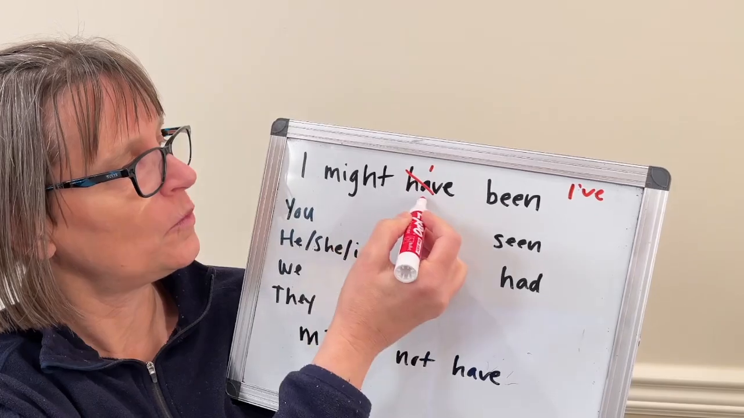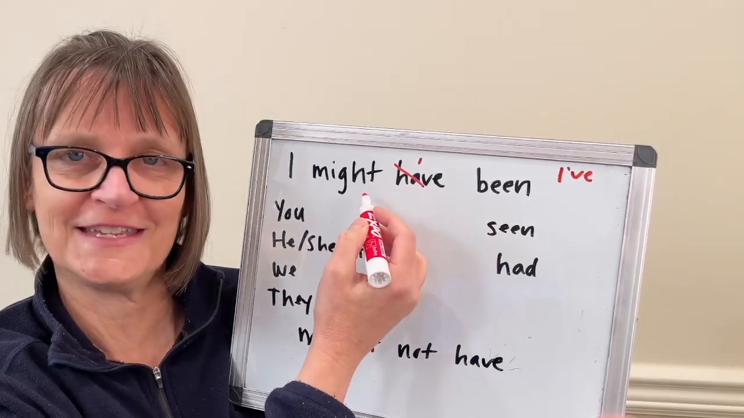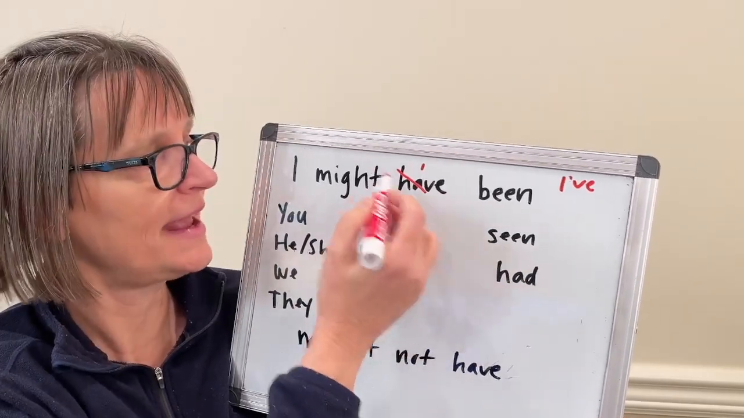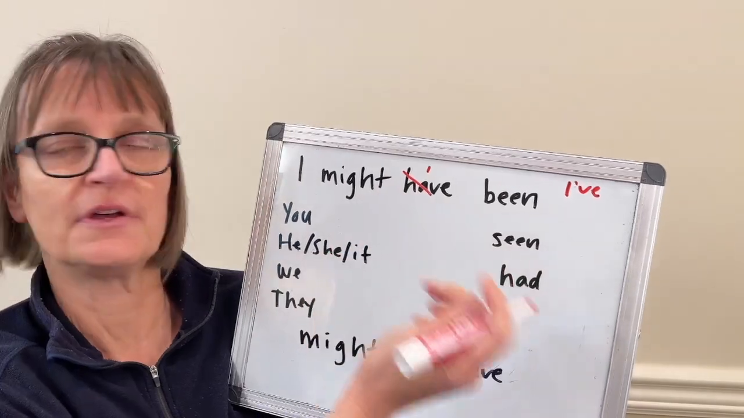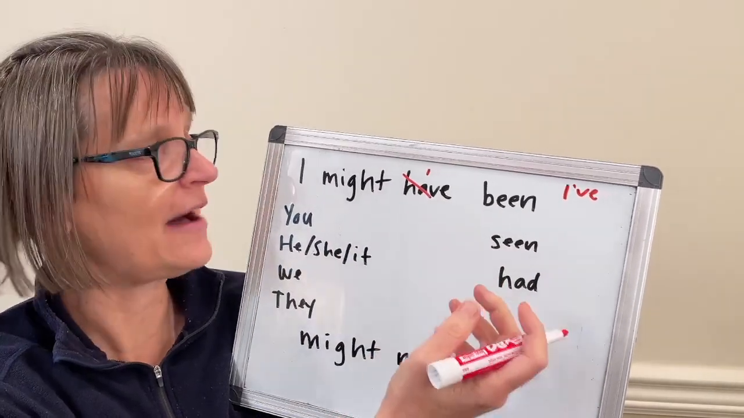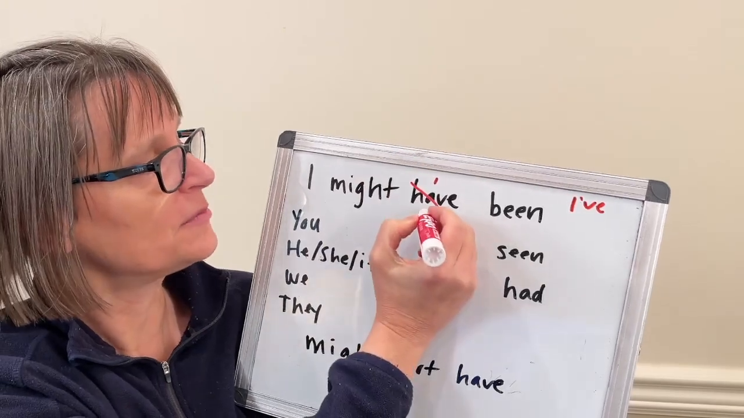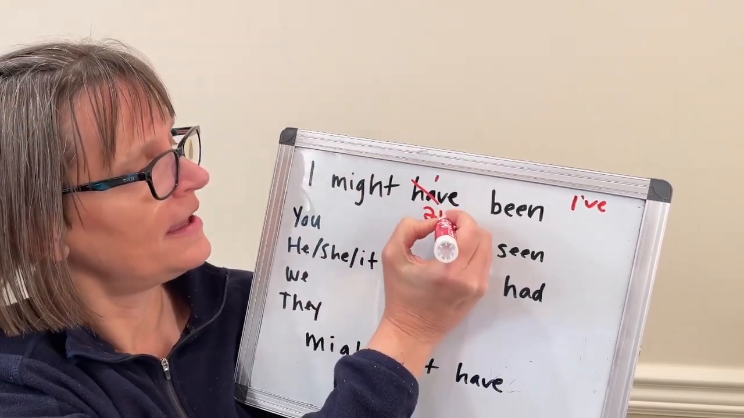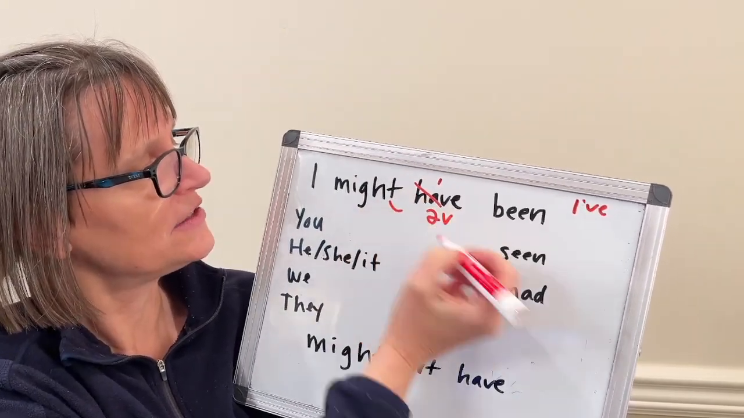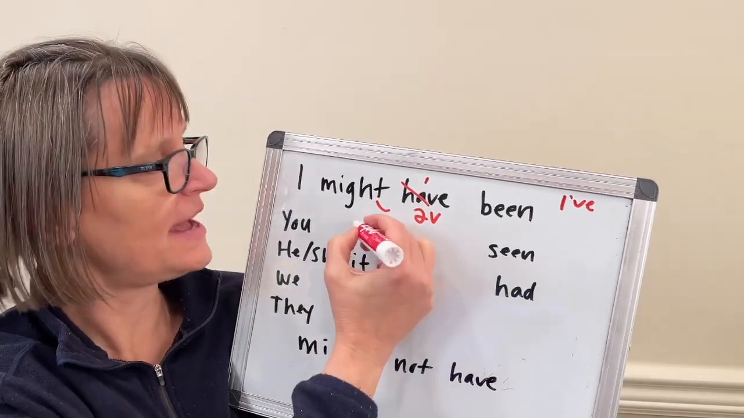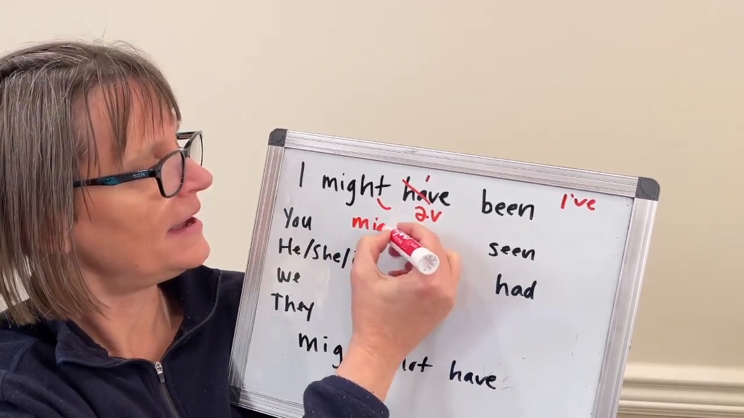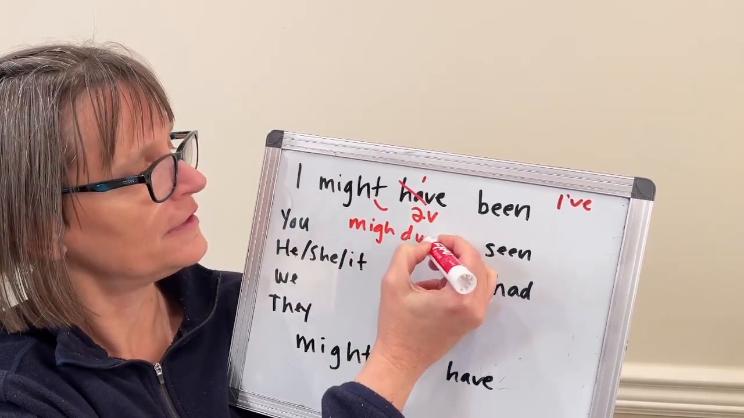Because we have the T at the end, when we drop that H and we go to the vowel sound, "might have," this A vowel becomes more of a schwa. And so my T linking to the schwa becomes a flap. So it sounds like "might have."